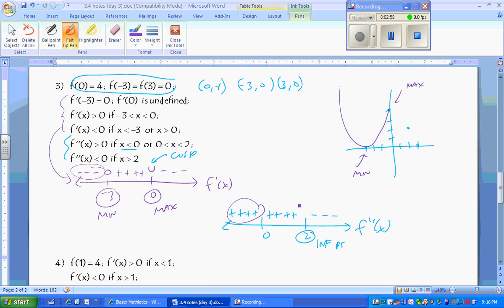Then it's going to be concave up again, and that's the cusp I was talking about before. Then it's concave down. So it opens down and it has to go through this point also, so it kind of curves like that. Alright, so there's our function y equals f of x.